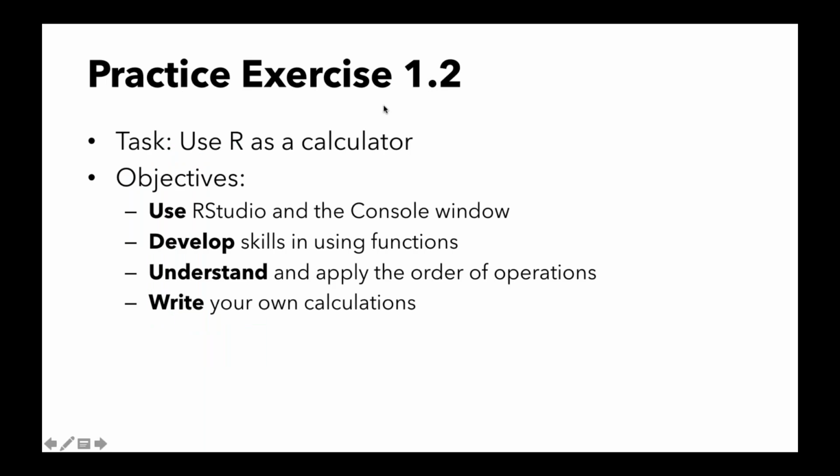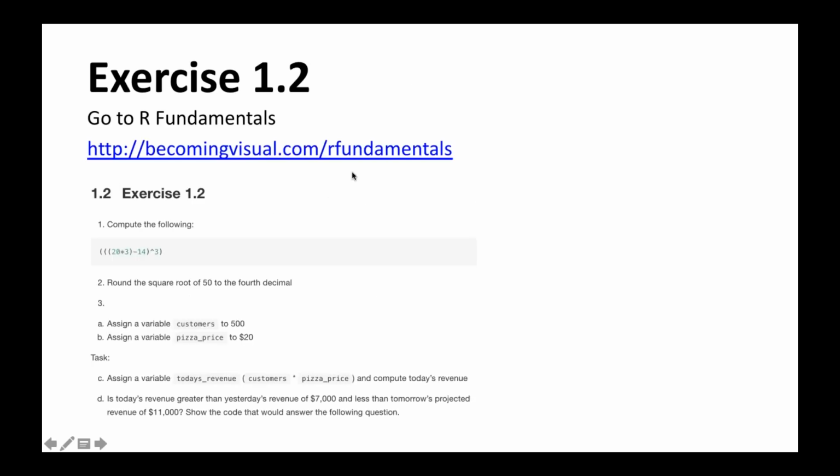Column combined. So since you have RStudio open and maybe you have a few minutes after this class, I would encourage you to practice with exercise 1.2, which is available here. You have it also in the materials. And it's asking you to do some simple things. Compute the following: round the square root of 50 to the 4th decimal, and then it gives you a few other tasks. I really encourage you to do this, to continue practicing and reinforce all the things that we talked about today.